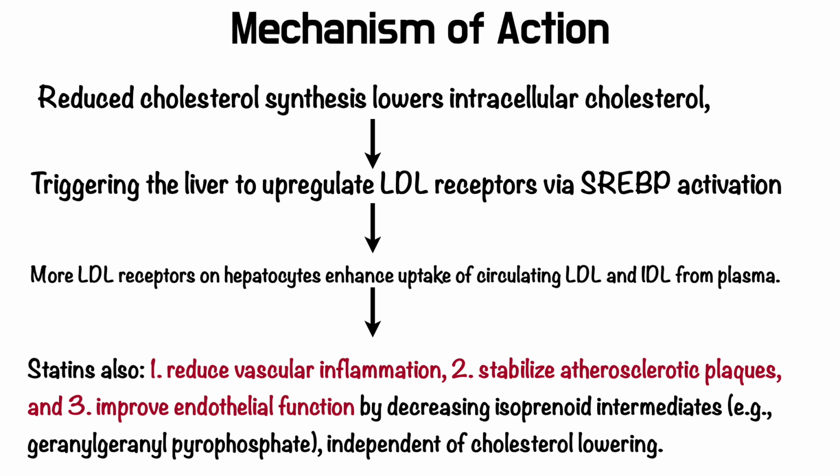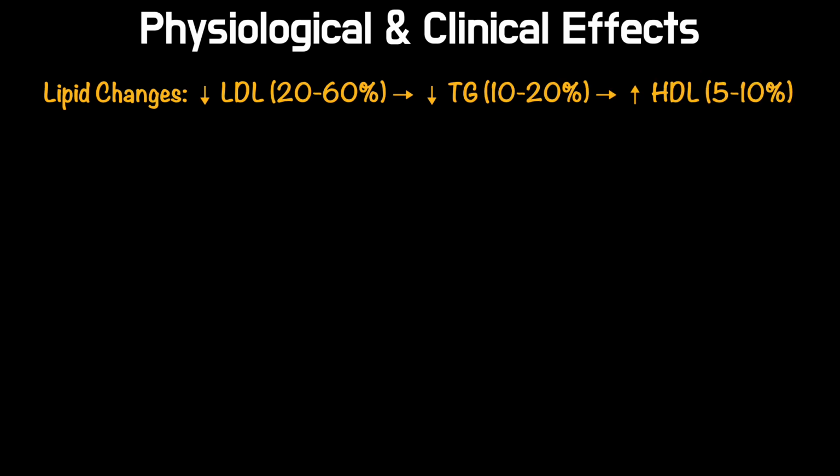So these are pleiotropic effects of statin drugs. As for the physiological and clinical effects, lipid changes happen: a decrease in LDL of about 20 to 60 percent, a decrease in triglycerides of about 10 to 20 percent, and an increase in HDL, because HDL is a good cholesterol, of about 5 to 10 percent, right?